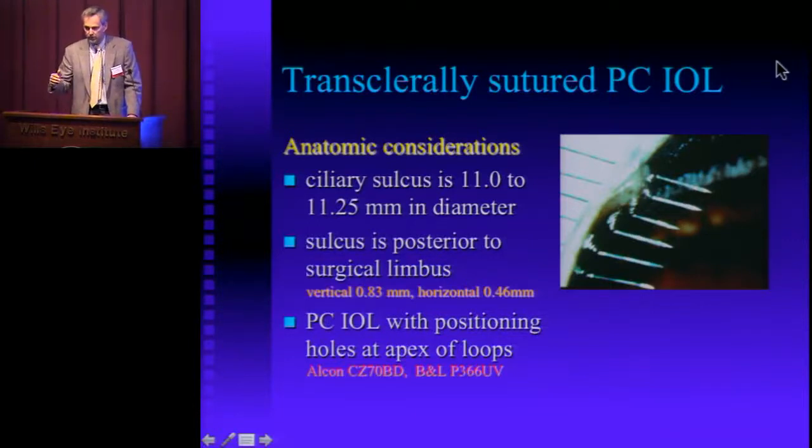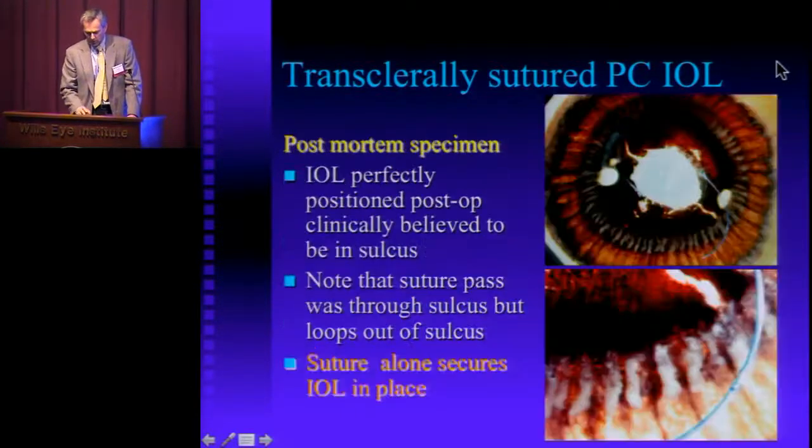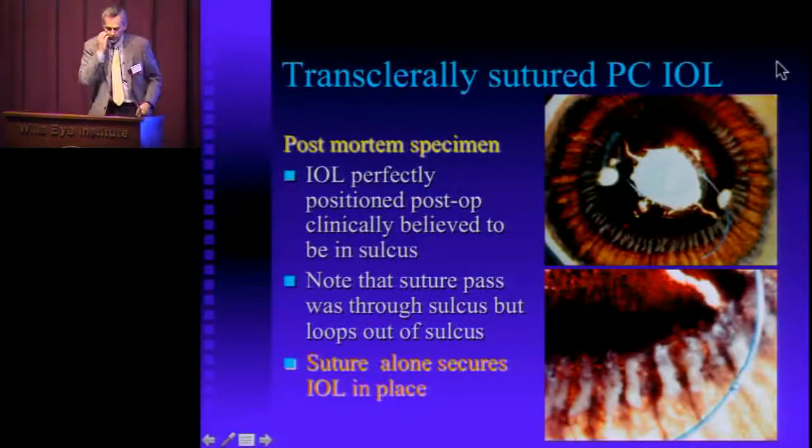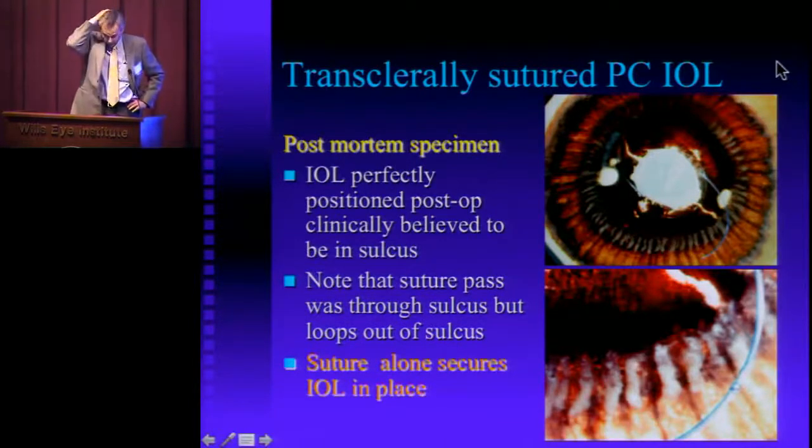And it's hard to pass a needle from the inside of the eye out and have it come out in the right place. You tend to be more posteriorly oriented, as I will show you. Now, this is why I say that where you put the sutures is ultimately going to determine where this lens is. This was a lens that was perfectly positioned postoperatively. Clinically, it was believed to be in the sulcus, and I thought that I had done a nice job on the case.